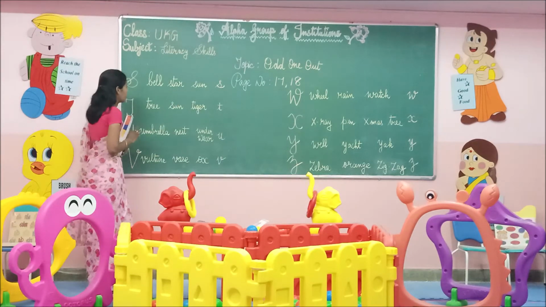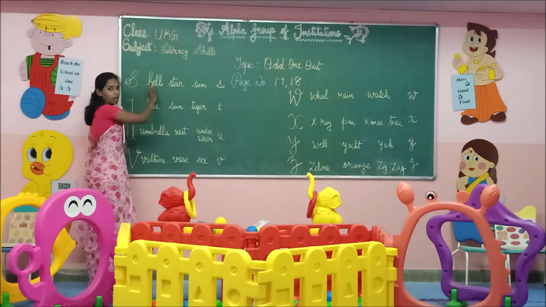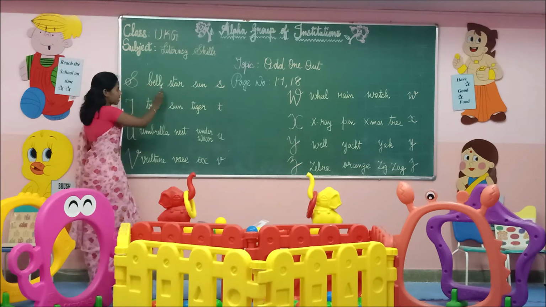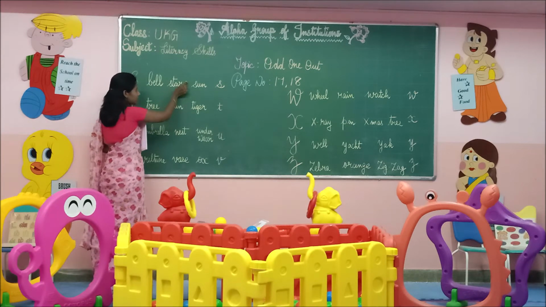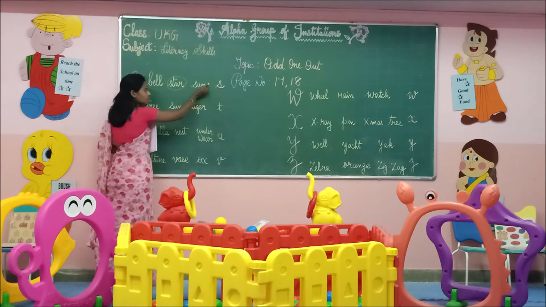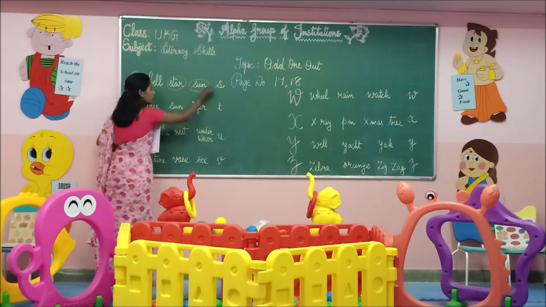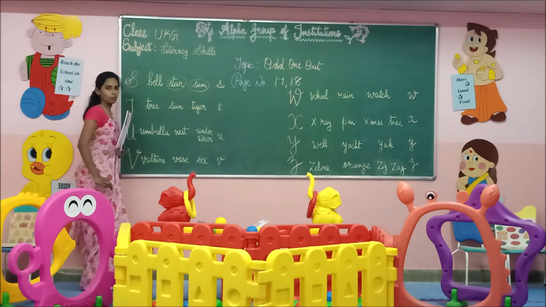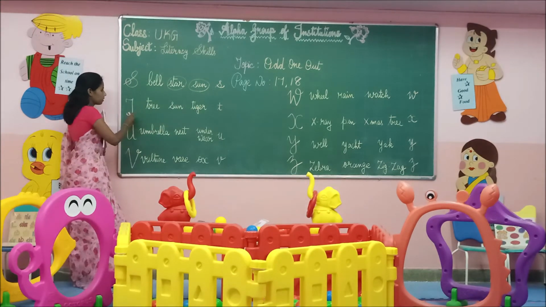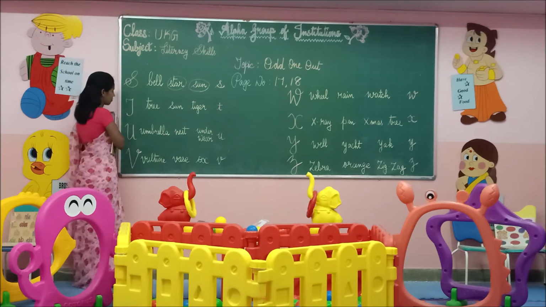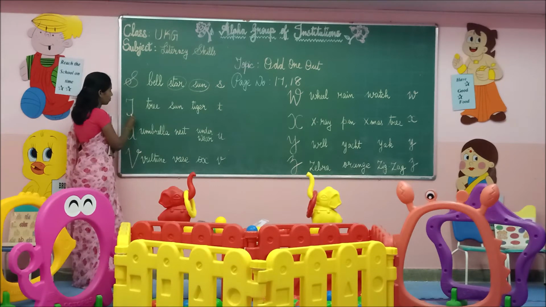Okay? Good. See? Bell. Bell does not start with S. Star. Yes. Starts with S. Sun. Starts with S. So, you have to circle these two words. Okay? The remaining you can do by yourself. Anyway, I will tell you now.